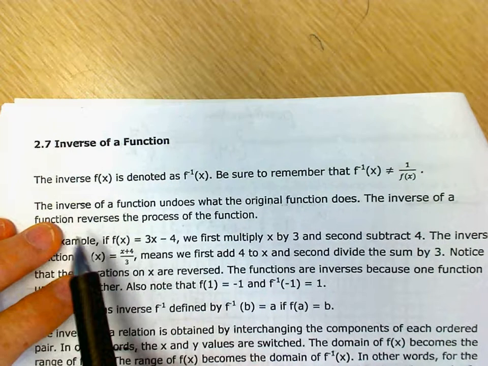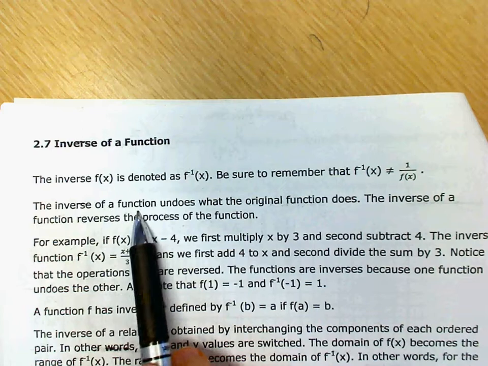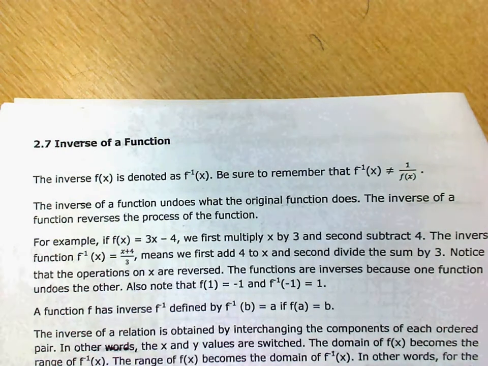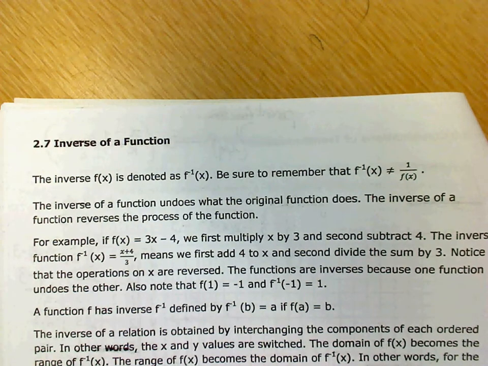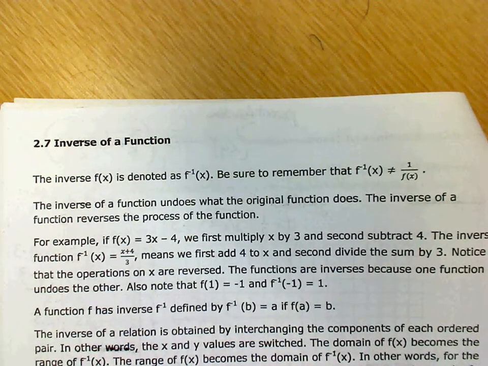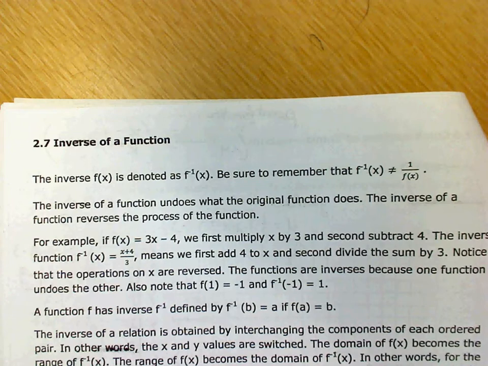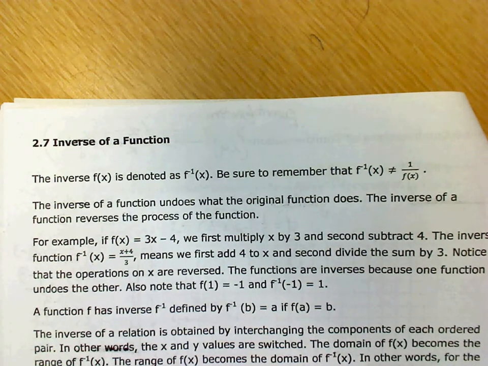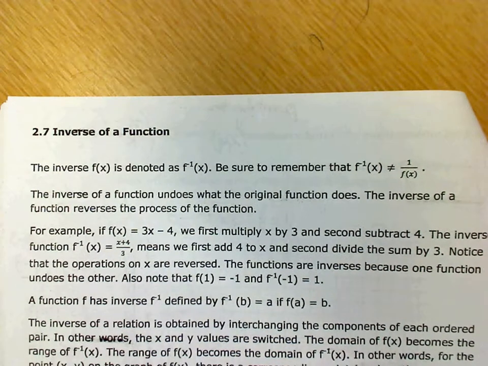What does an inverse do? The inverse of a function undoes what the original function does. Okay, so it brings you back. You have a point, you have a function that does something. The inverse is another function that brings you back to the original point.